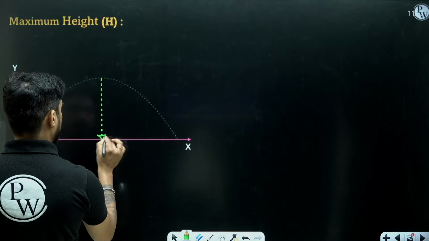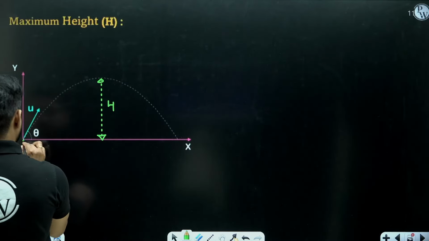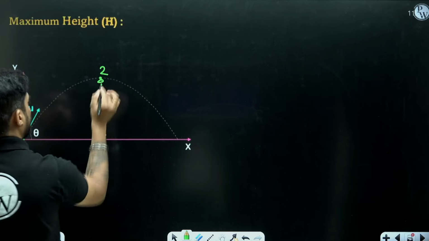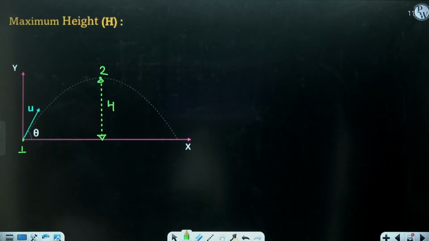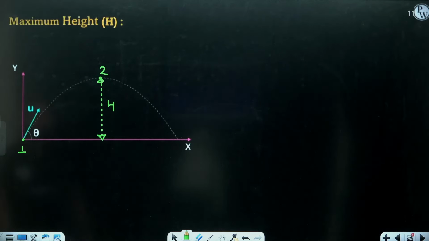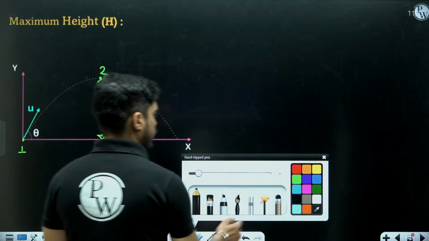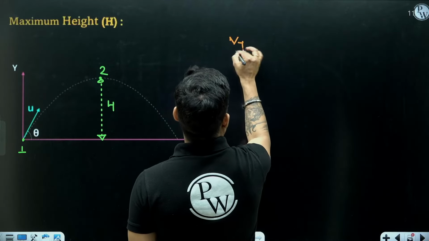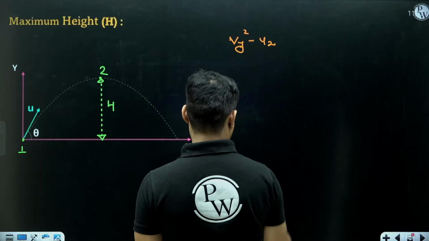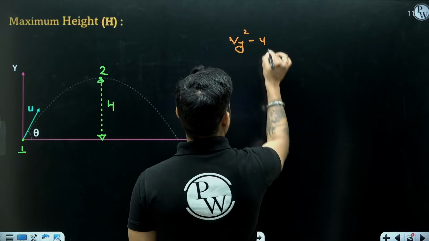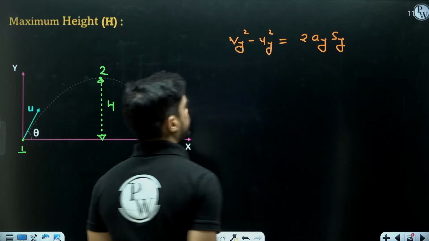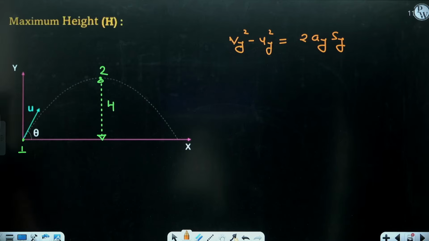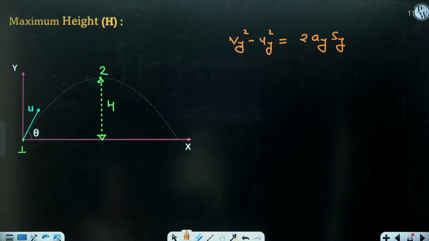This is the maximum height. So this is my point number 1, this is my point number 2. Now I know that at point number 2, the velocity in y will be 0, right? So I can use this equation: vy square minus uy square equals 2 ay sy. Okay, v square minus u square equals 2as.